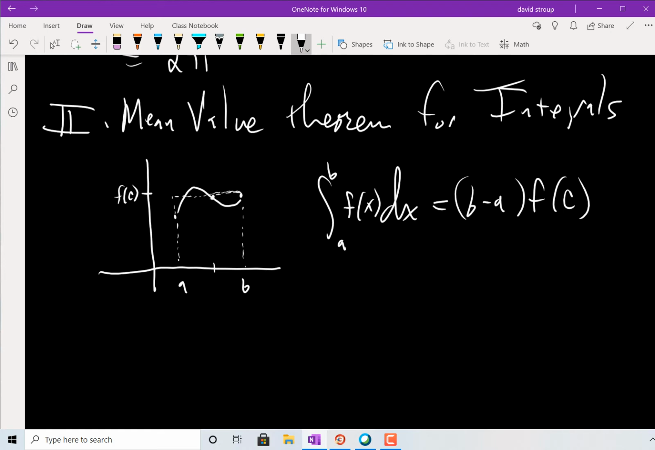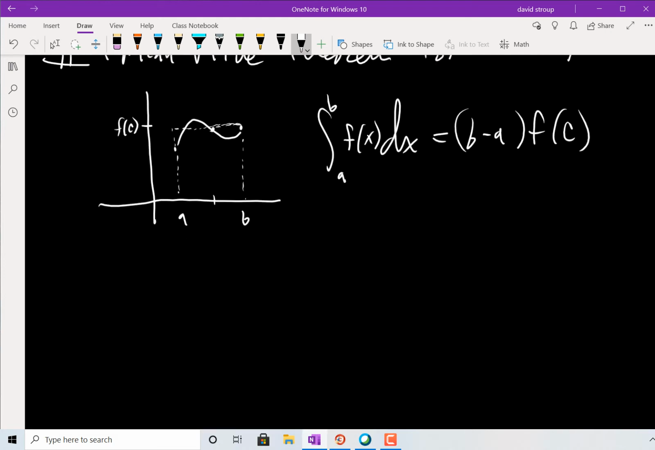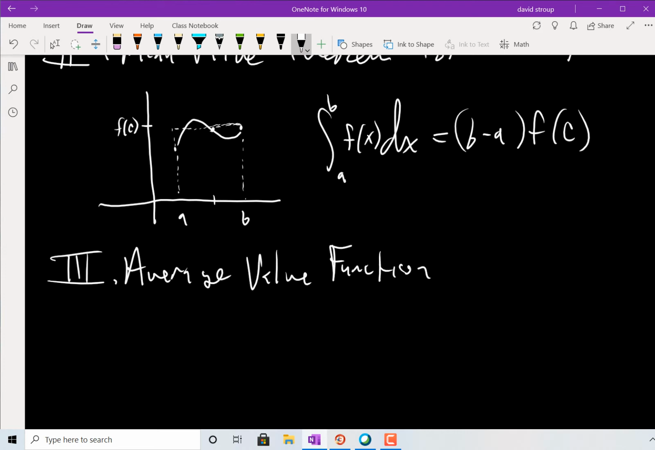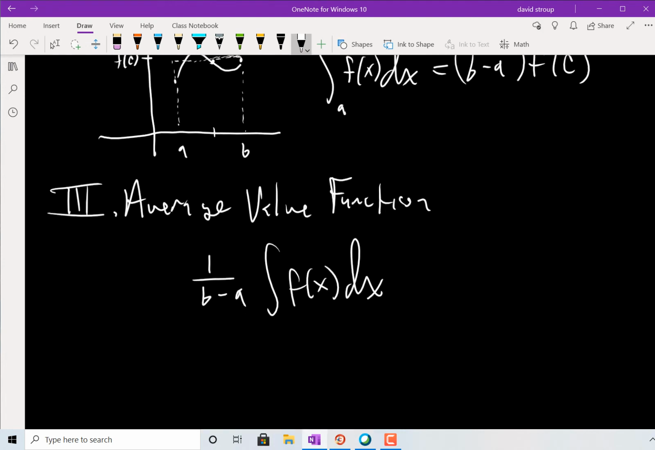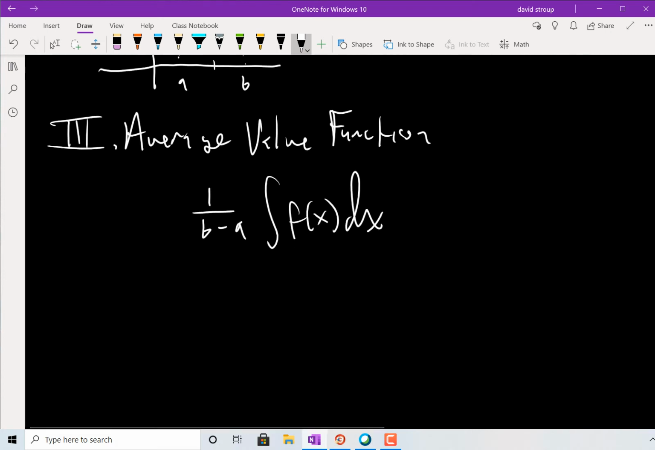We can also from here get what's called the average value function. The average value function is just this integral rewritten. Basically, the average value of a function is going to be 1 over b minus a times the integral of f of x dx. And then we can always find some c value in the interval to give us that value if we just plug it into the original function.